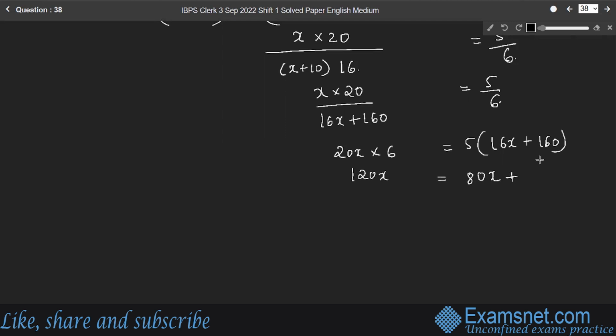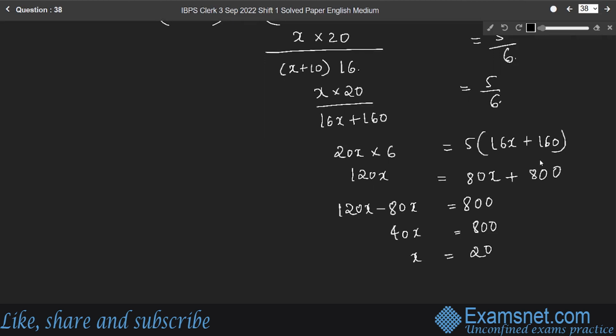80X plus 800, right? So here 120X minus 80X is equal to 800. Therefore, 40X is equal to 800. X is equal to 20.